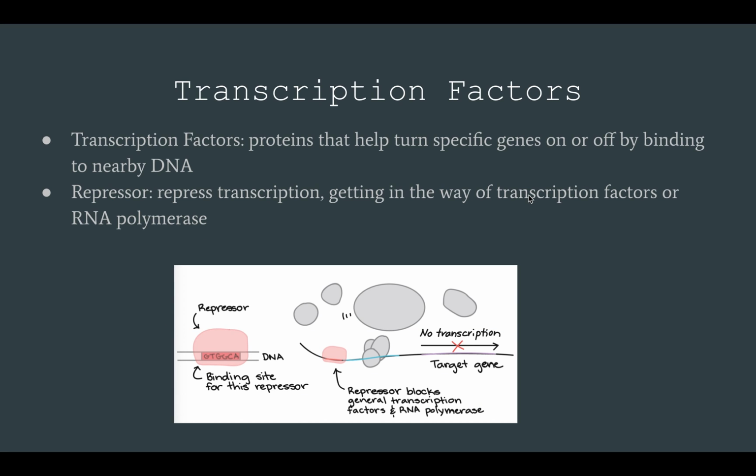So transcription factors are proteins that help turn specific genes on or off by binding to nearby DNA. A repressor represses transcription, getting in the way of transcription factors and the RNA polymerase. As you can see here, here's the binding site for this repressor. The repressor comes and binds, and it blocks transcription factors and the RNA polymerase from binding to it, preventing further transcription.